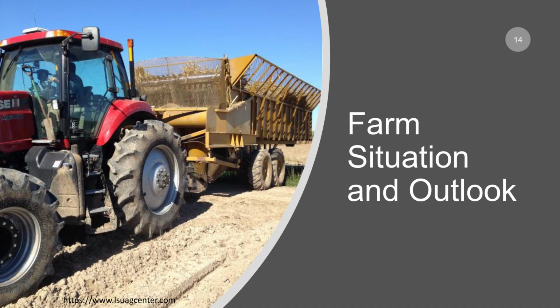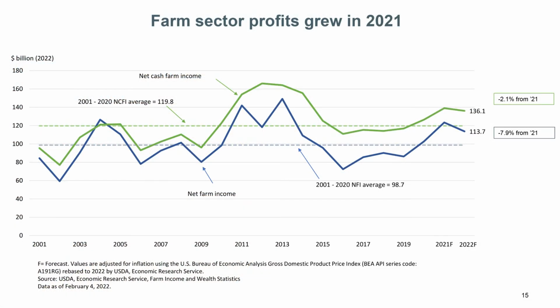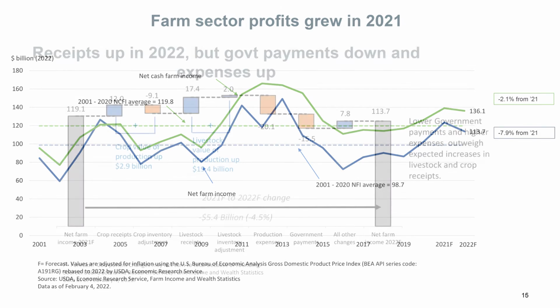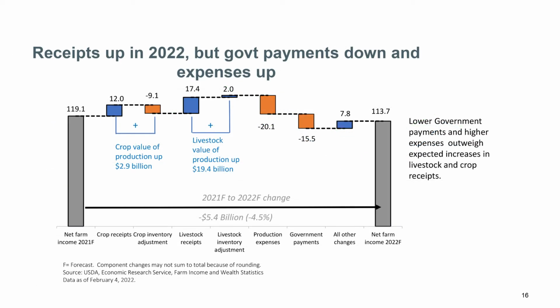USDA just put out new numbers on farm expectations for 2022. We saw farm profits grow in 2021, but expected to come down about 2% on farm cash income, and net farm income down about 8% in 2022. And that's driven by a couple things. Mainly, even though crop value and livestock values are expected to go up this coming year, lower government payments as well as higher input costs are expected to bring that down, but still running at above 10-year averages in terms of net cash income and net farm income.